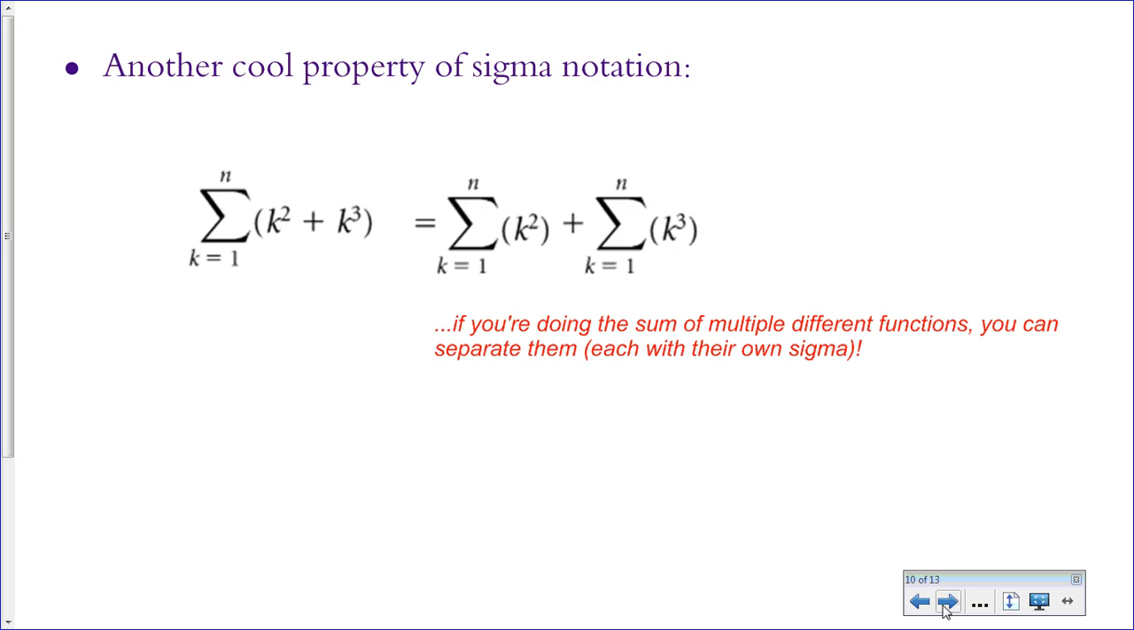And same thing here, another cool property of sigma notation, and you could do this out with numbers if you wanted to prove it, but it's not necessary at this point. But if you have the sum of multiple different functions, or like a polynomial that's split into different pieces like that, a term plus another term, you can separate it and do it as two separate sigmas, right? Two separate series.